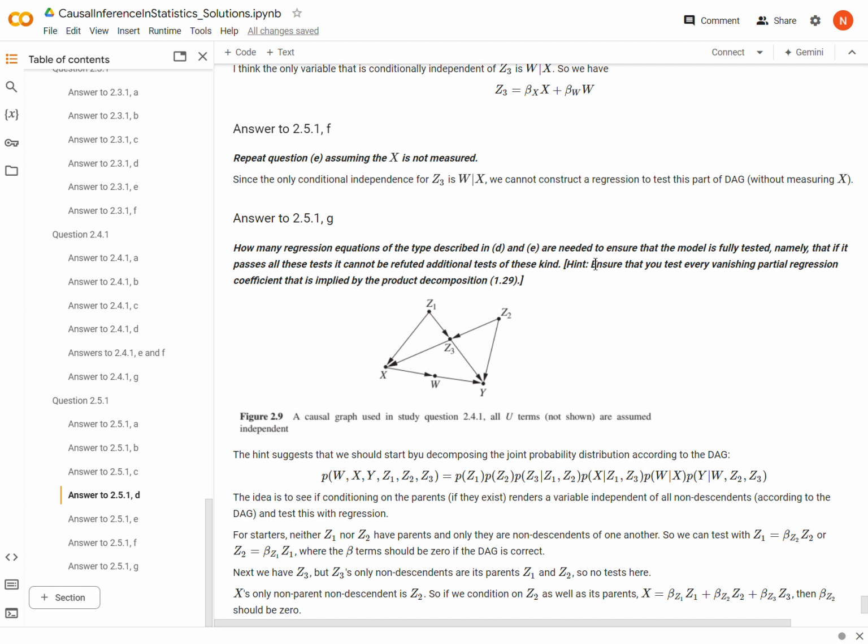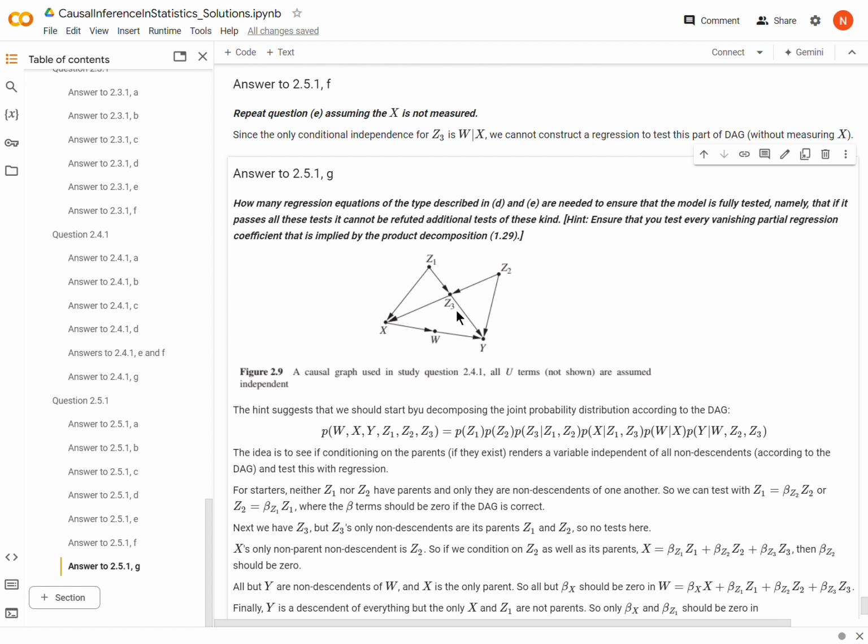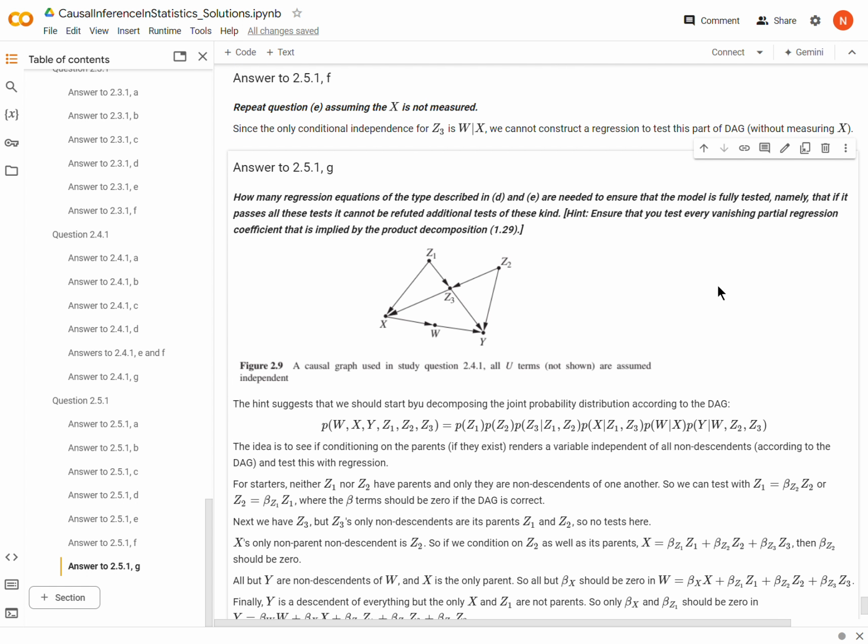So hint, ensure that you test every vanishing partial regression coefficient that is implied by the product decomposition. Vanishing here, I always struggle with that term, but it simply means that the regression coefficient should be 0. I don't know why vanishing is used, but it seems confusing. It seems like a verb rather than a noun or an adjective.